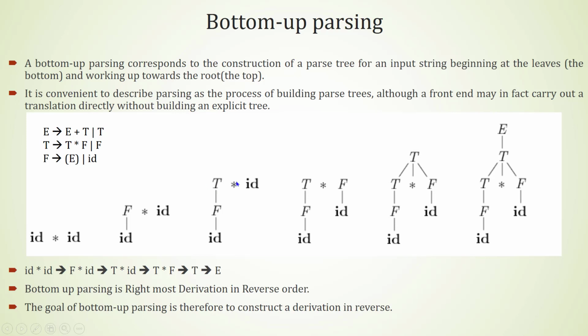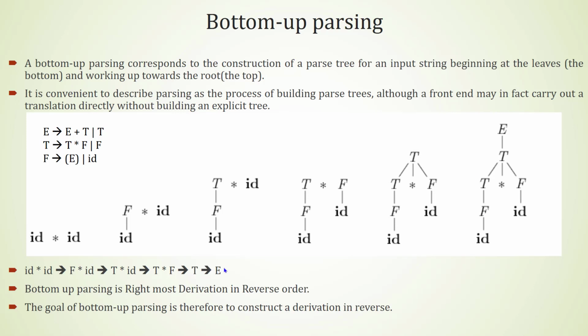Actually we are looking at the topmost level. That means this F is reduced to T. Then in this T star id, this id is converted to F, that is T star F. Then this entire T star F is converted to T using the production T derives T star F. From that I have come up to E. So this is the order in which I developed the bottom of the parse tree.